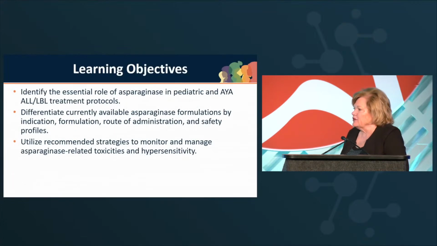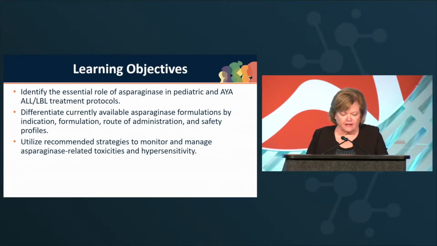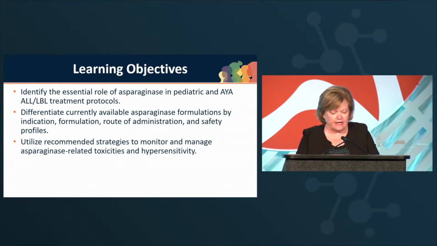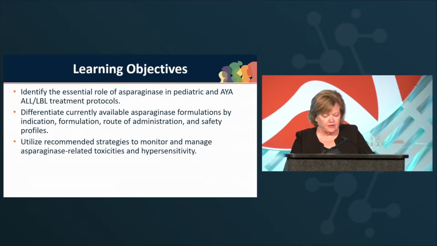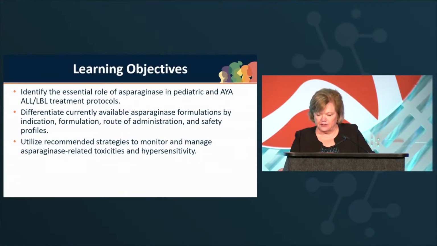First of all, we'll talk about our learning objectives today. We're going to identify the essential role of asparaginase in pediatric treatment protocols. We're going to differentiate between the available asparaginase formulations, talking about the route of administration and safety profile, and lastly, utilize recommended strategies to monitor and manage the asparaginase-related toxicities and hypersensitivity, which for you as pediatric oncology nurses is what you deal with, particularly if you are in your infusion centers and you're the person giving these particular medications.